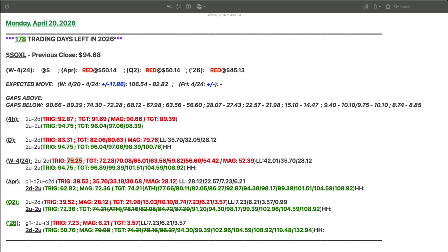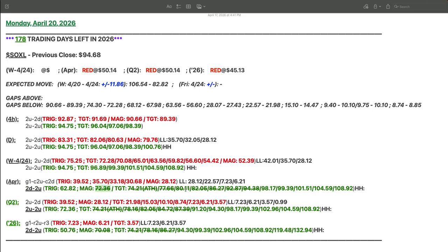On the week, if we go 2 up, 2 down, we've got to get below 75.25 to do that. It would trigger a 2 up, 2 down, magnitude all the way down there at 52.39. I don't know that we would make that in 1 week, so we've got some intermediate targets there for you as well. And then if we continue to the upside, that triggers at 94.75, and we've got the extended targets listed out here for you as well.